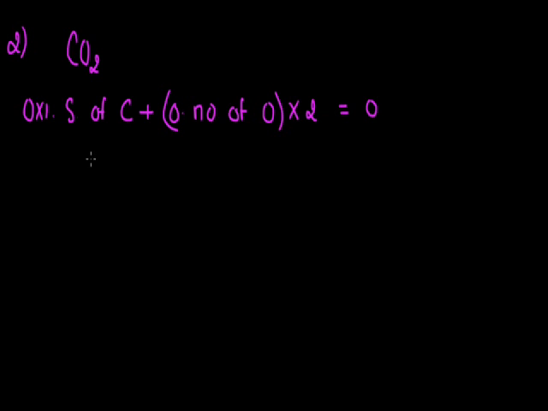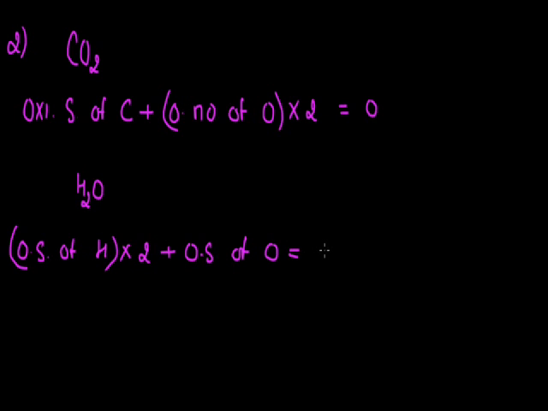Same as if I do the thing with the molecule of water. So here the oxidation state of hydrogen multiplied by 2, since 2 hydrogen atoms are there. If I add this to the oxidation state of oxygen, the sum of these two will be 0. That is the total charge on this compound, since it's a neutral compound.